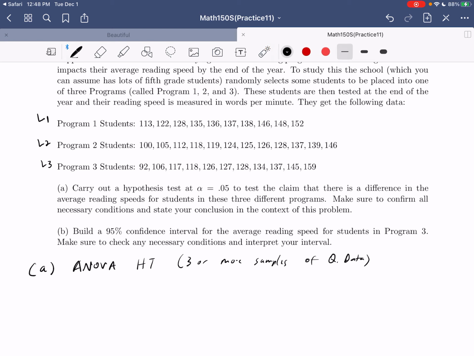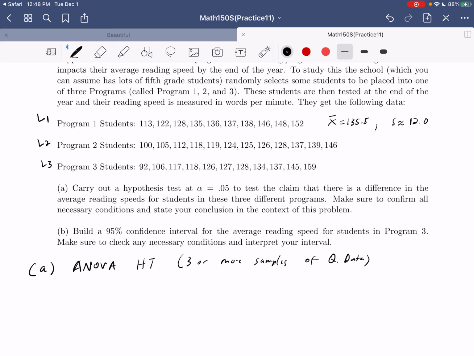The average for L1 looks like their average reading speed was 135.5 words per minute, and their standard deviation, after rounding to 1 decimal place, looks like it came out as 12.0. Remember, you do want to use sample standard deviation here.